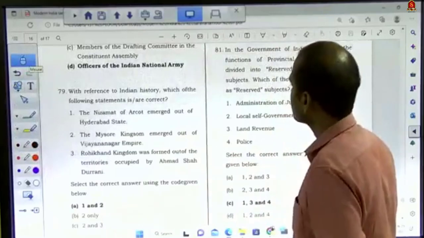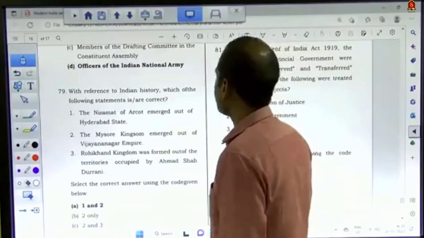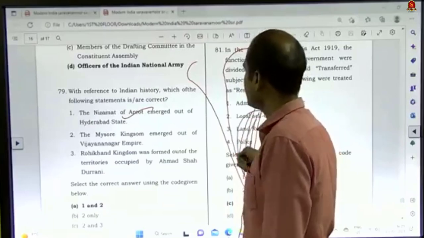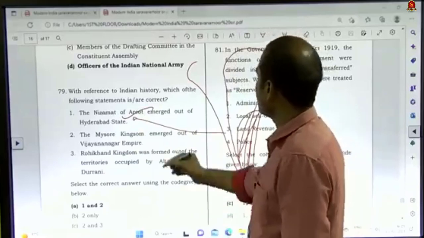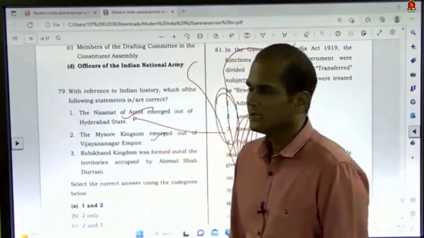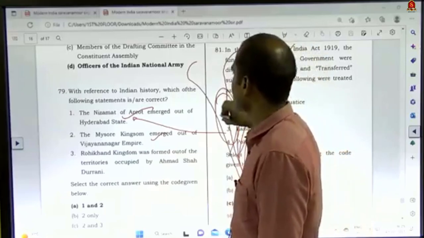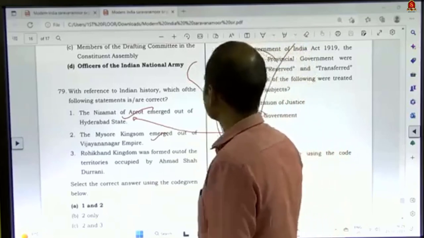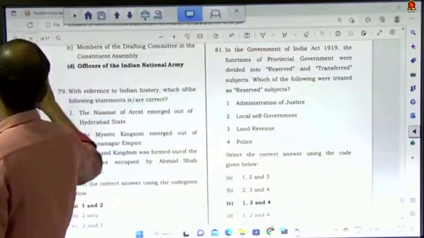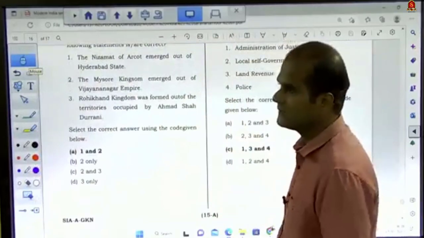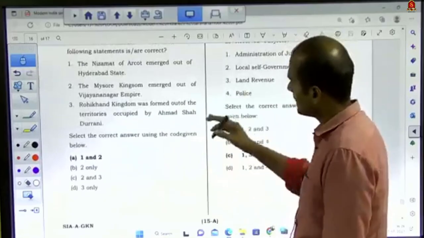With reference to Indian history, which of the following statements are right? Nizamate emerged out of the Hyderabad state. Yes, that is right. We already discussed this matter. Hyderabad was this big, and from that, later, in present-day Tamil Nadu, Arcot emerged. That is right. The Mysore Kingdom emerged out of Vijayanagar. Yes, after the Battle of Talikota, with the general disintegration of the Vijayanagar Empire, the Mysore governor Krishna Raja Wodeyar founded this kingdom. The Rohilkhand Kingdom was spawned out of the territory occupied by Ahmad Shah Durrani, that is Ahmad Shah Abdali. No, this is wrong. Even Ahmad Shah Durrani didn't carve out any territory, because his aim was only to plunder. In that sense, this is wrong. Thus, the answer is 1 and 2 only.